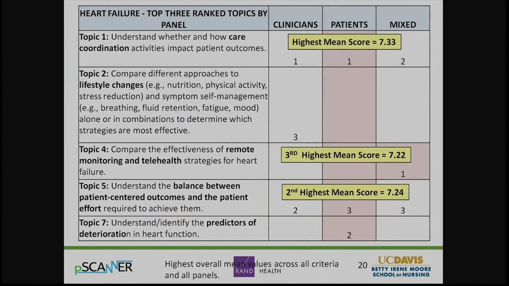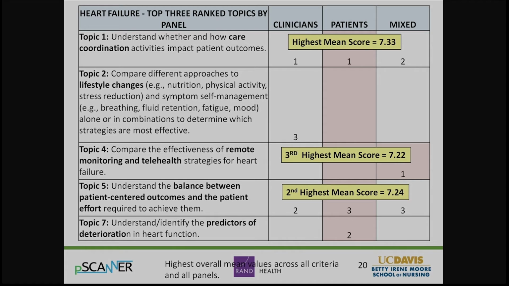Here, instead of doing the 3 slides, I put everything into 1 slide. You can see that the top ranked topic for both clinicians and patients was understanding care coordination and how it impacts outcomes. It also had the highest mean score across all 3 panels. Second was topic 5, which is balance between patient-centered outcomes and the patient effort required to achieve them. The third highest score was effectiveness of remote monitoring and telehealth.